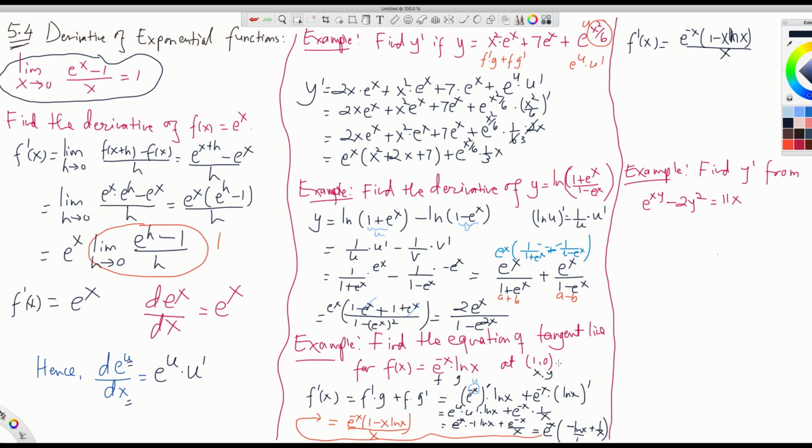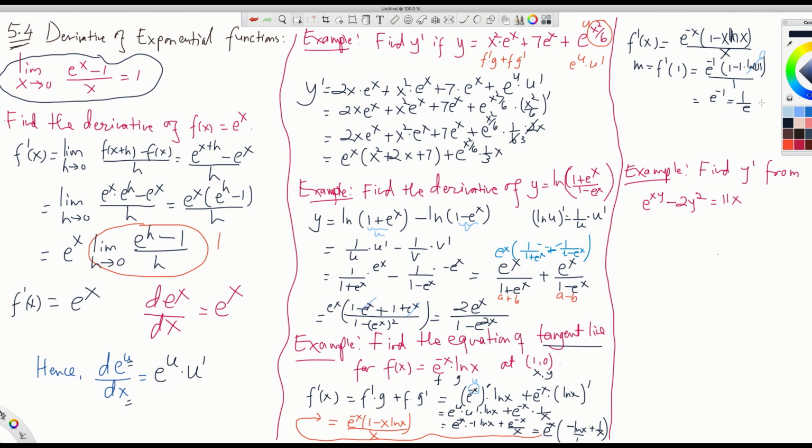But you want to find out the equation of the tangent line, right? So we need to find m equals f prime at x equals 1. Let's do that. That will be e^(-1) times (1 minus 1 times natural log of 1), divided by 1. So what is natural log of 1? This is 0. So 1 minus 0 is just 1. So e^(-1) times 1 over 1 is basically e^(-1). That is 1 over e.